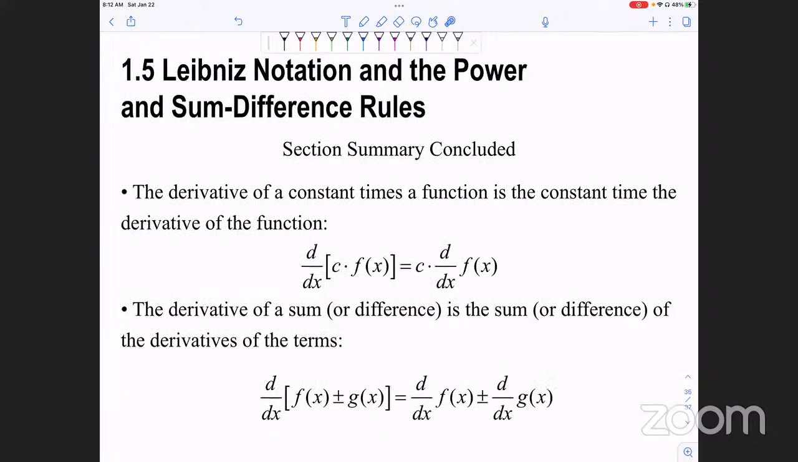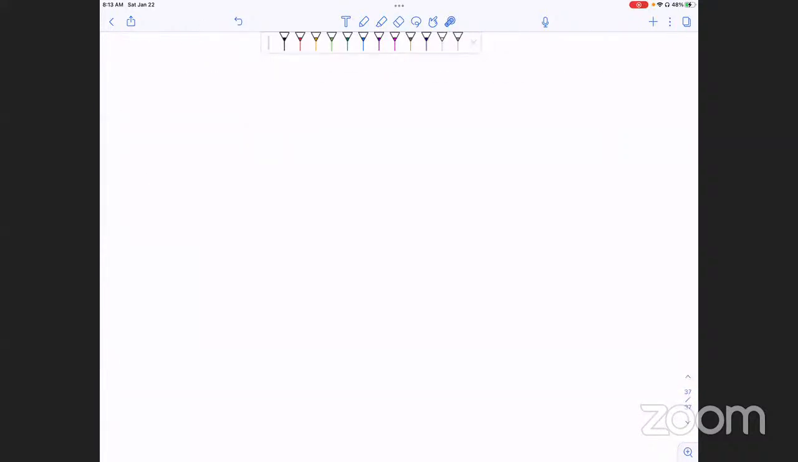The derivative of a constant times a function is the constant times the derivative. The derivative of a sum or difference is the sum or difference of the derivatives. That's not too terribly bad.